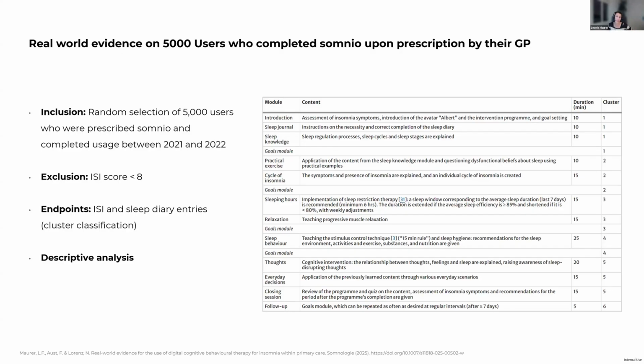The endpoints we included were measures that we would take within the app, like the insomnia severity index, but also sleep diary metrics that we've clustered according to the modules that need to be done within a certain time frame. All the analysis, because it wasn't powered for any statistics, was only descriptive. But we can quickly have a look at what it tells us about insomnia in primary care.